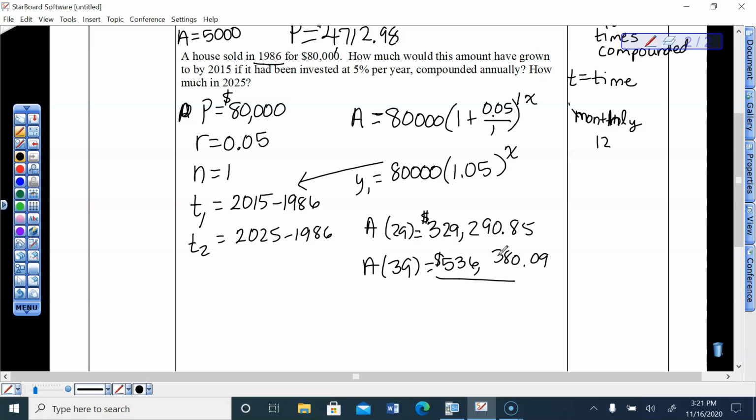Anyway, there you go. That's how you use your calculator and formulas. Make sure that you're making your time your X so that you can use your graphing calculator to calculate your values for Y when you plug in different times.